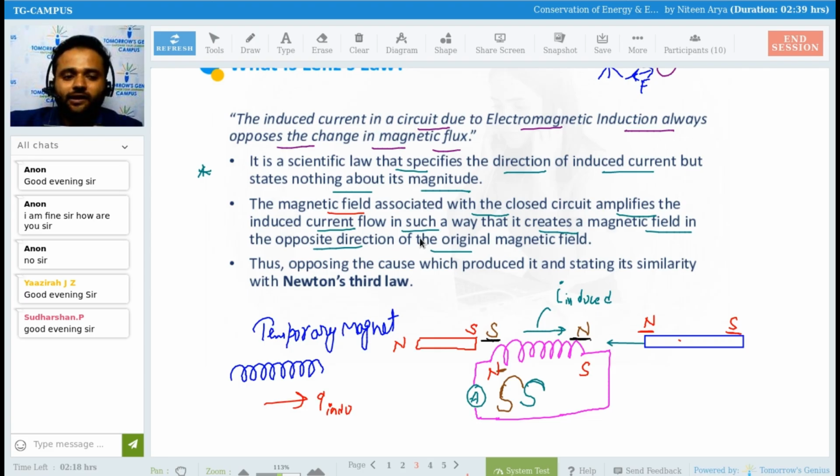Now my original magnetic field is in this direction, meaning this is north and this is south, north to south. So it is a temporary magnet. Why should I say temporary? Because the magnetic field in this coil exists only until the moment I have relative motion. The moment I stop my relative motion, the current stops, and this coil becomes again just a coil, not a magnet. But the magnetic field generated due to the induced current is in the opposite direction.